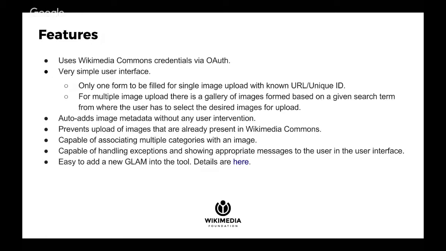The main idea is that when you are uploading an image, this image needs to have certain metadata which Wikimedia Commons expects, and this metadata is formed by our tool, and the user doesn't have to do anything regarding manually entering this metadata. And we will prevent uploading of duplicate images. Suppose you are trying to upload an image which is already there in Wikimedia Commons, our tool will report that. And our tool is capable of uploading multiple images at a time, and it can associate images with multiple categories. We will see all in the next slides what this is.